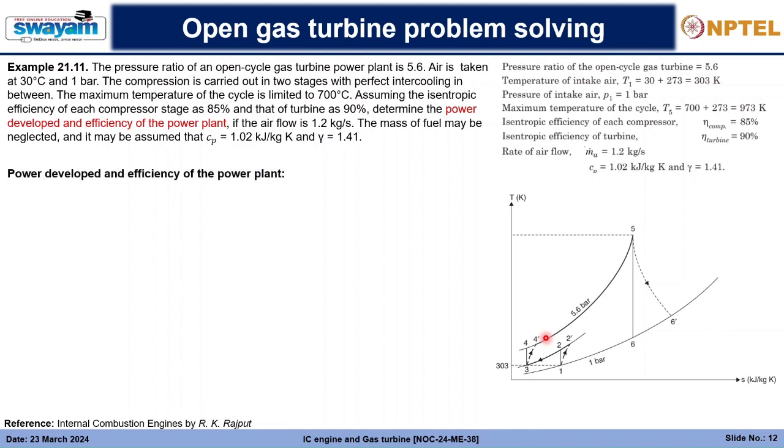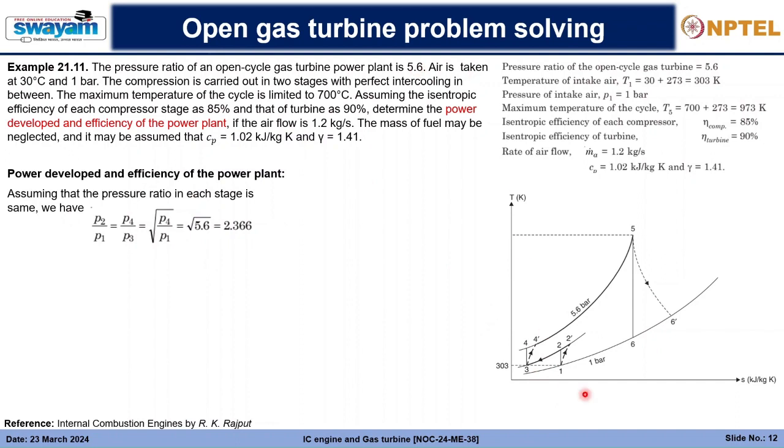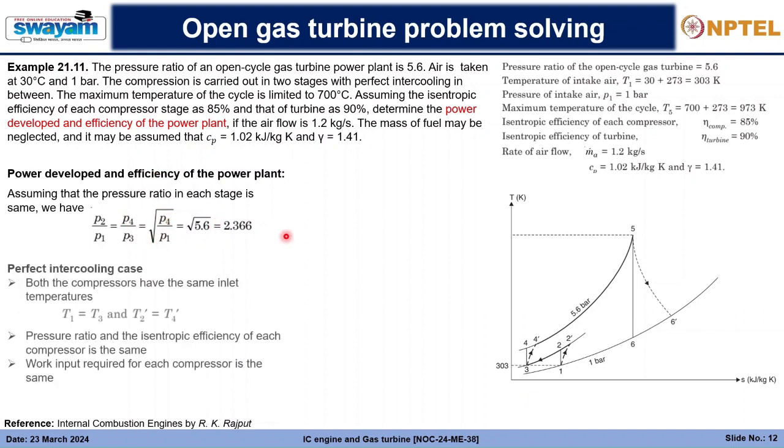So the pressure ratio is 5.6. We will first calculate the power developed and efficiency of the power plant. For power developed, we first have to calculate the work input required in the two stages of the compressors. First we'll find P2 by P1. If it is perfect intercooling, then P2 by P1 equals P4 by P3 equals P4 by P1 to the power half, so the square root of the entire pressure ratio. This is the case of perfect intercooling.